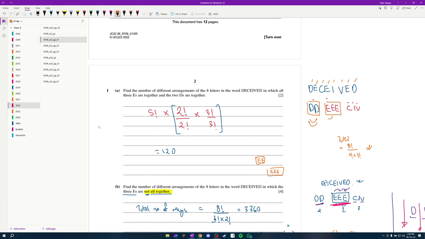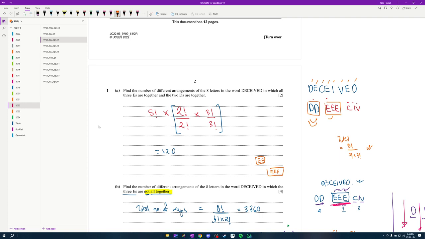But that's not what they asked. They asked for arrangements in which all 3 E's are together and the 2 D's are together. So how do we do this? All 3 E's are together. So for that, we have 3 factorial by 3 factorial.